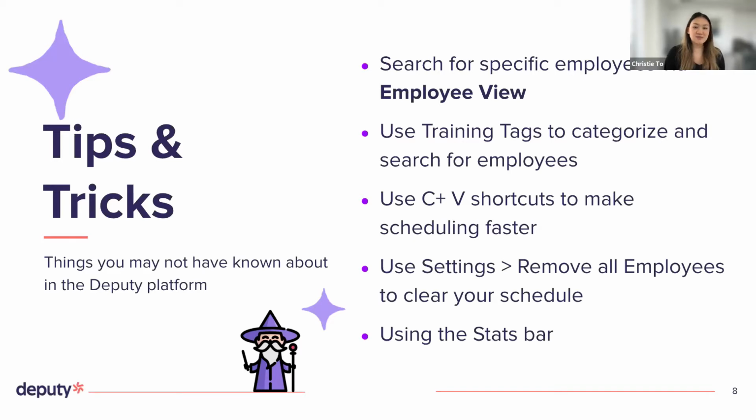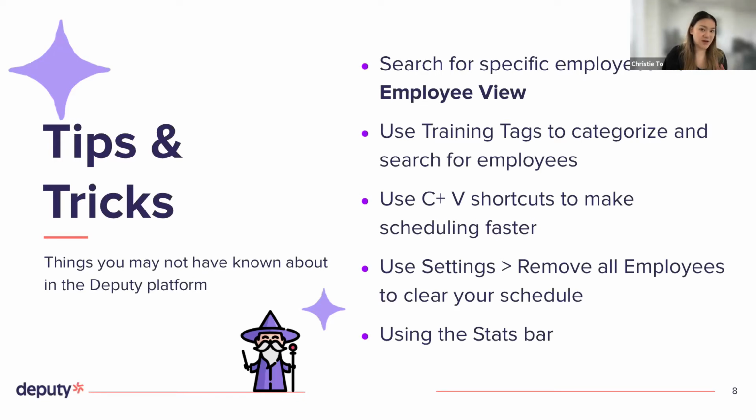We used CNV shortcuts to make scheduling faster and more efficient, so that we simply copied and pasted shifts that way. We used our settings to remove all employees to clear a schedule. So that was just a way to make things a bit easier so we don't have to delete things from scratch each time. And we also used the stats bar, and we learned a bit more about business insights that way. So that's a bit of a recap over our scheduling and our tips and tricks.